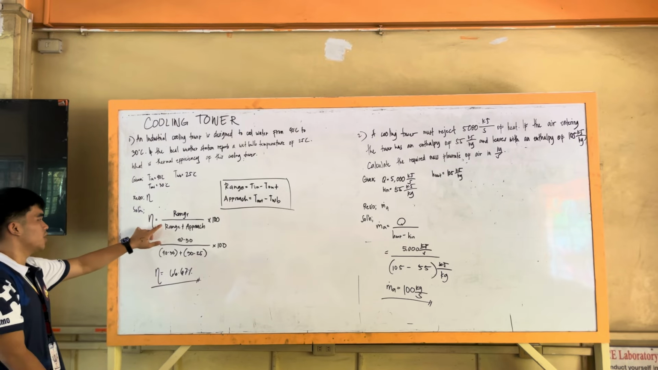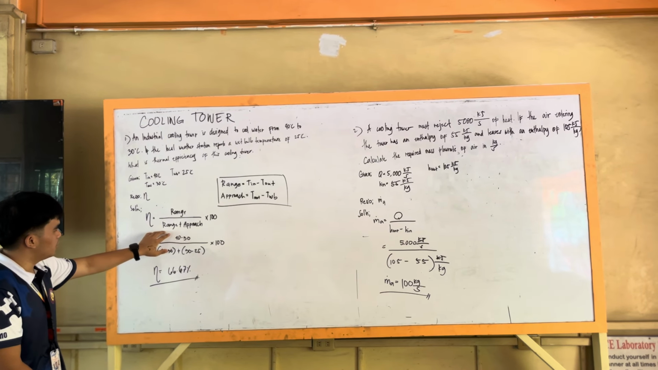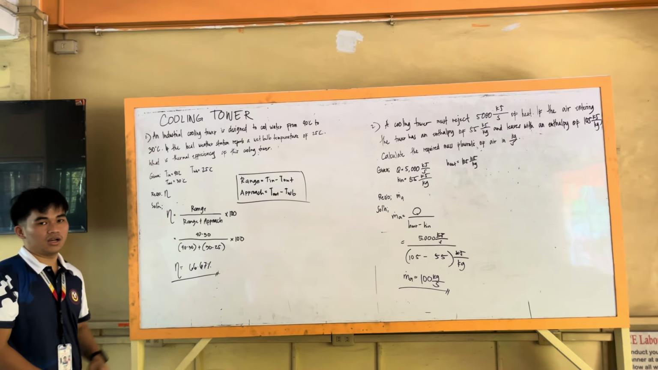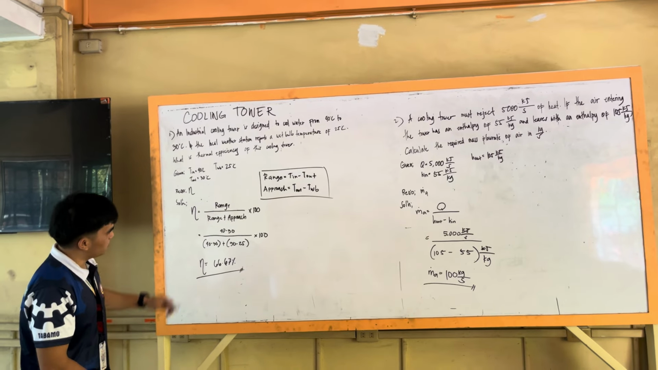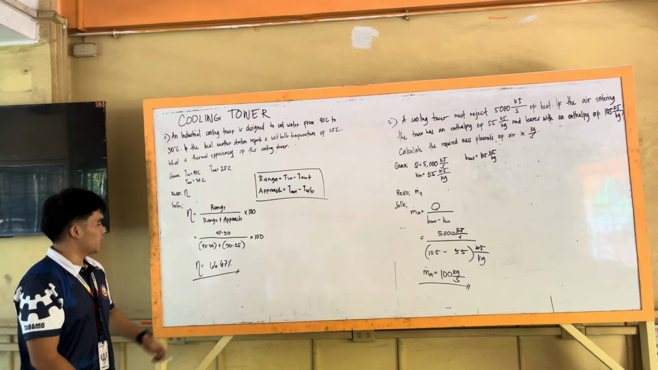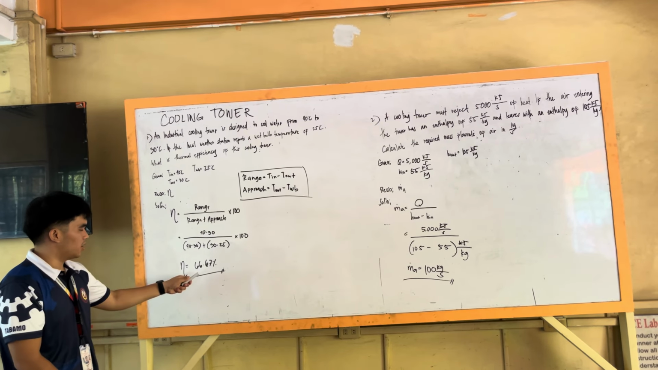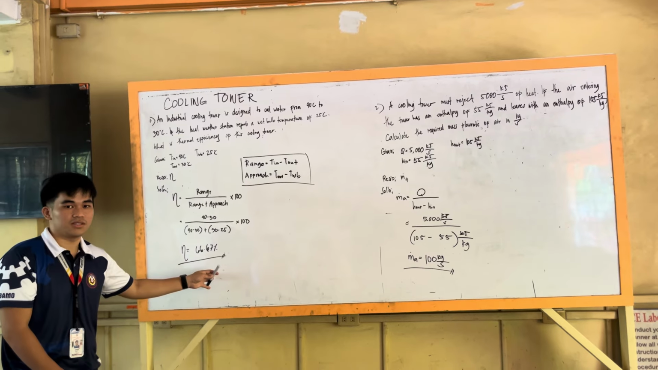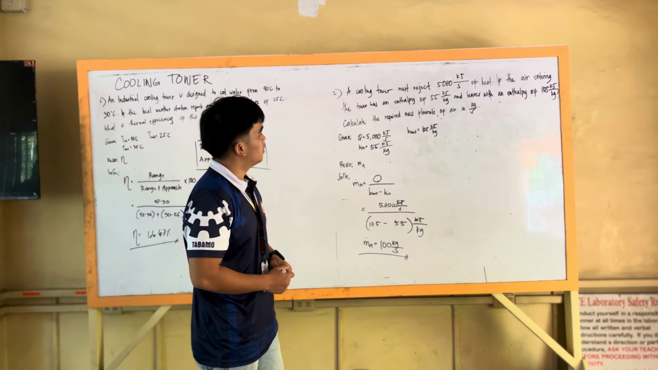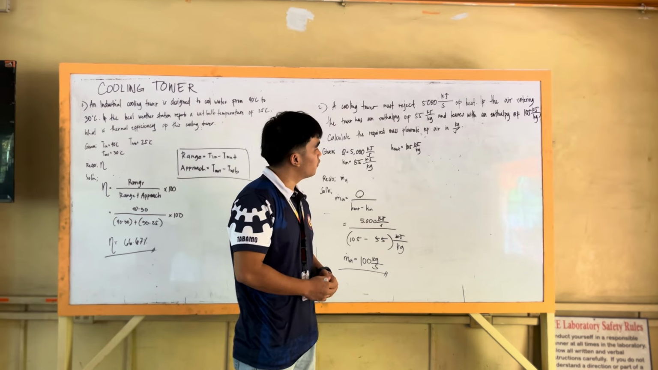So our solution is: thermal efficiency equals range over range plus approach, times 100. So we put the given values. So we have 40 minus 30 over 40 minus 30 plus 30 minus 25, times 100. So we have the answer, 66.67%.